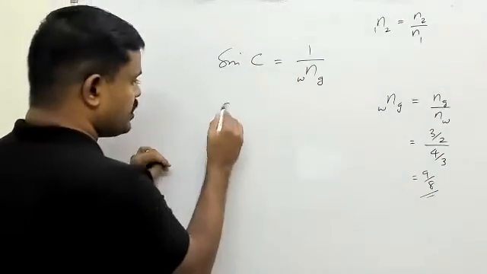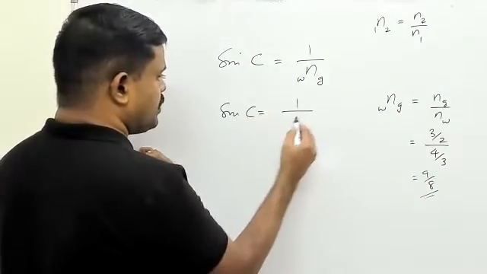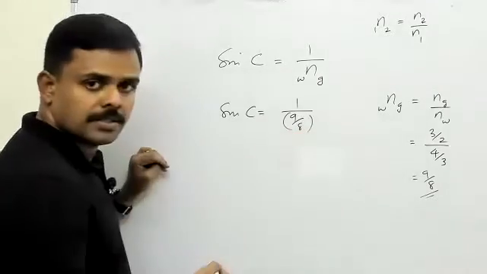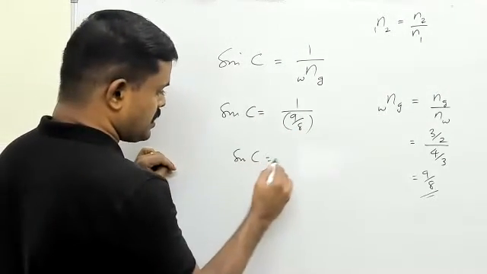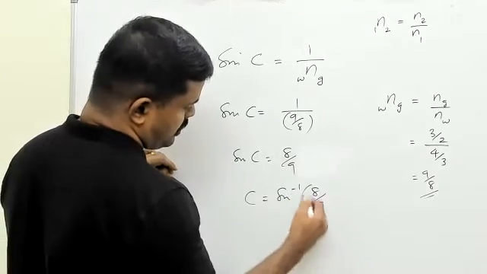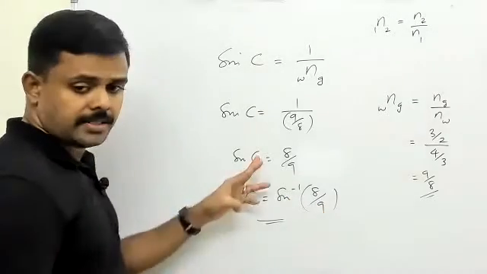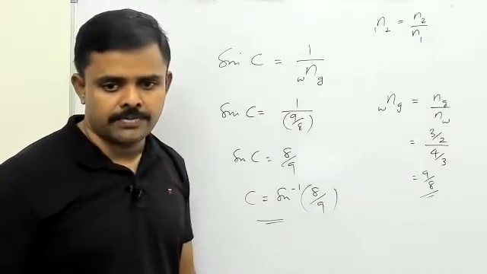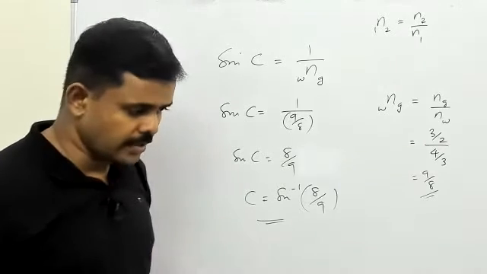So let's put it over here. Sin C is equal to 1 by 9 by 8. Take the reciprocal. Sin C is equal to 8 by 9. C is equal to sin inverse 8 by 9. If sin C is equal to 8 by 9, C is equal to sin inverse 8 by 9. Did you understand?